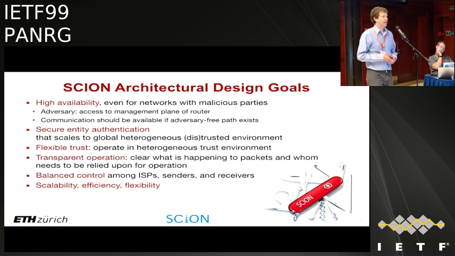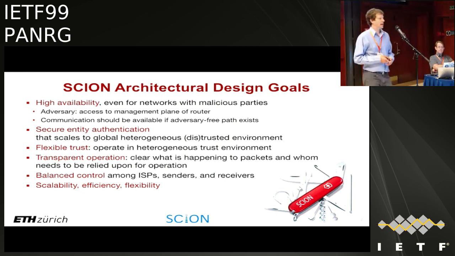Then for control, we like it to be balanced across ISPs. Of course, ISPs need to have control over network paths, but we'd also like senders and receivers to have some amount of control. Not too much control, so not source routing, but some limited form of control that is meaningful to select amongst multiple paths, for instance. Finally, our goal is also to achieve scalability, efficiency, and flexibility.